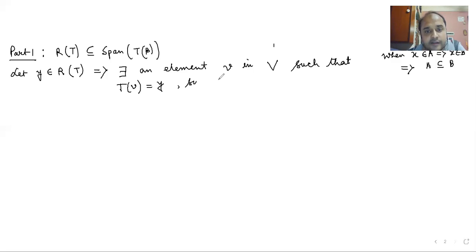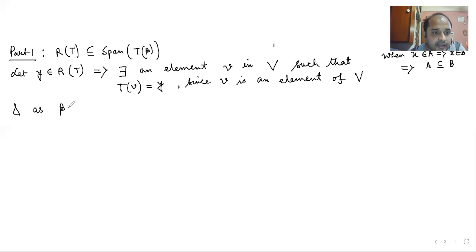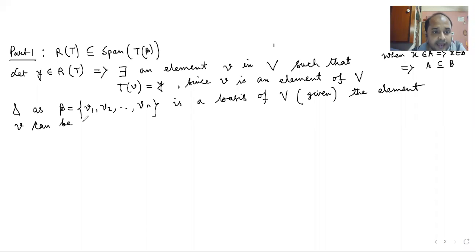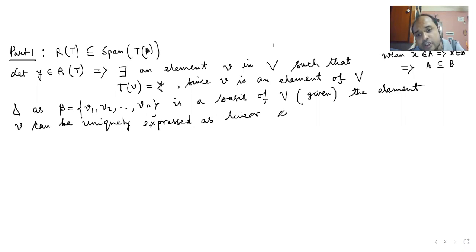Why is it so? Since V is an element of the vector space capital V, and as beta equals V1, V2, dot dot dot, Vn is a basis of V, as given, the element V can be uniquely expressed as a linear combination of points of beta.